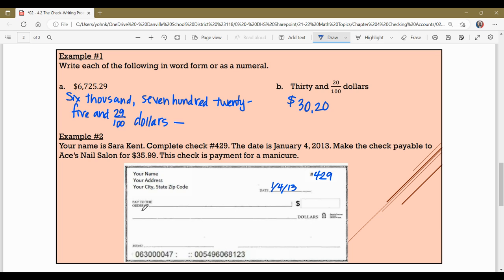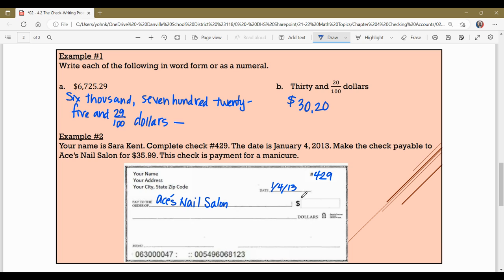This is who is cashing the check. Sarah's not cashing the check. Ace's Nail Salon is cashing the check. So the company or the person who is getting paid goes on pay to the order of.